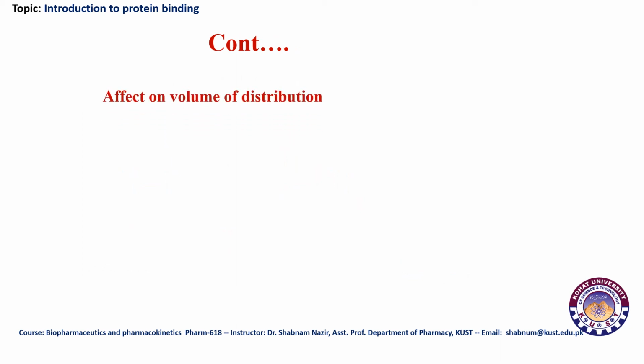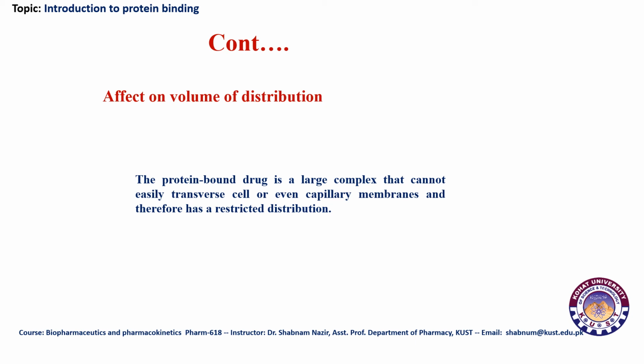So what would be the impact of protein binding on the volume of distribution? Protein bound drug is a large complex that cannot easily transfer across cell or even capillary membranes, and therefore has a restricted distribution. So what does it mean? The volume of distribution would be the first pharmacokinetic parameter affected by drug protein binding, and the drug won't be in a position to get distributed as long as it is in bound form with the protein, because it is making a large complex which cannot easily traverse the capillary membranes and cannot be easily distributed towards the other tissues or the peripheral areas of the body, and so it makes the drug restricted within the blood circulation.